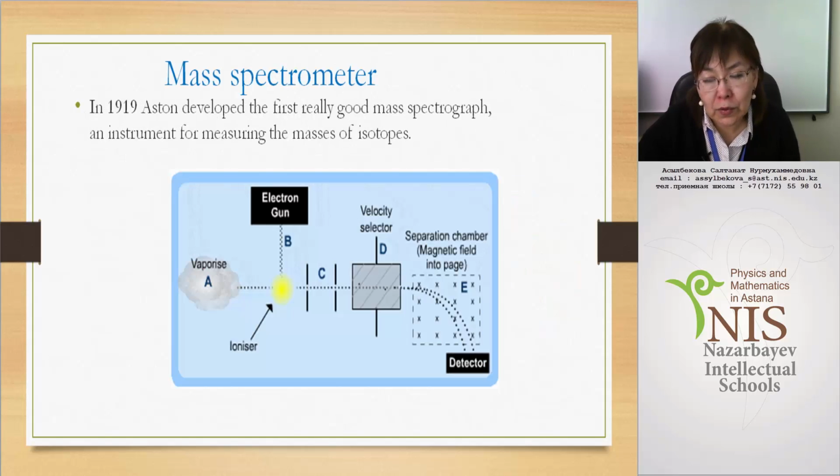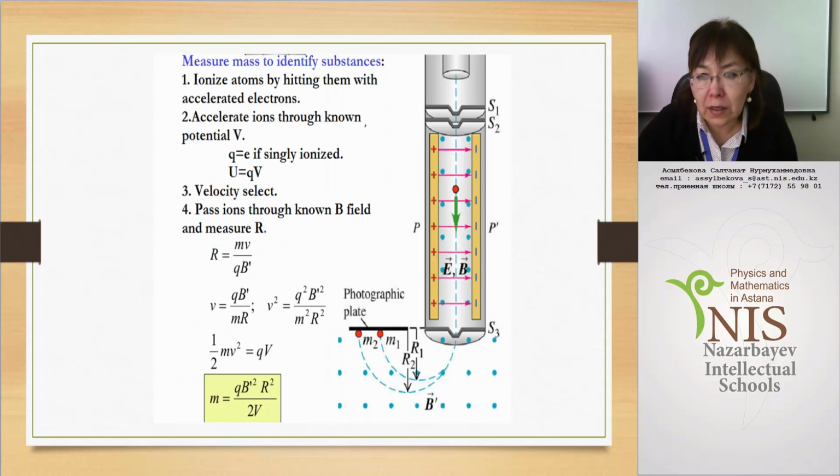Another application which is widely used, not only in physics and chemistry, is the so-called mass spectrometer. It was developed in 1919 by Aston, and nowadays it is an instrument for measuring the mass of isotopes. So this is a structure to find the mass of these isotopes by using the knowledge of the application of electric and magnetic field.